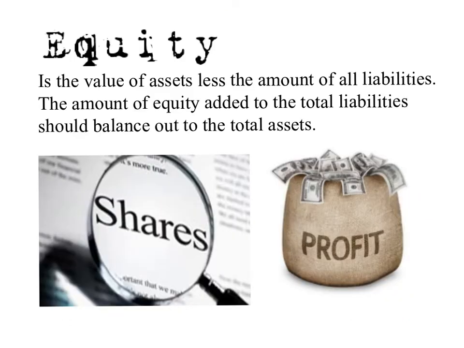So the final part of the balance sheet and the elements of the balance sheet is equity, and equity is the reason why this is called a balance sheet. And the reason for that is because if you add your equity to your total liabilities, then it should result in the same amount as your total assets. So your total assets should balance out to equity plus total liabilities. And if it doesn't, then you've made a mistake constructing your balance sheet. So it's simply the value of assets less the amount of all liabilities.